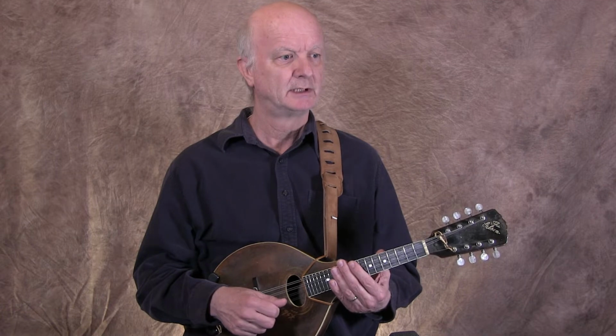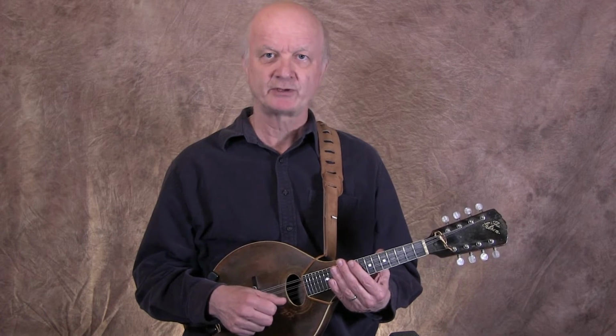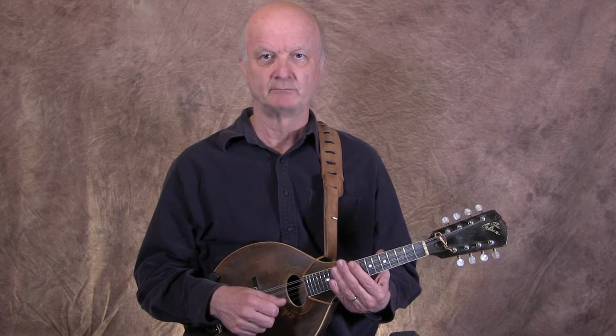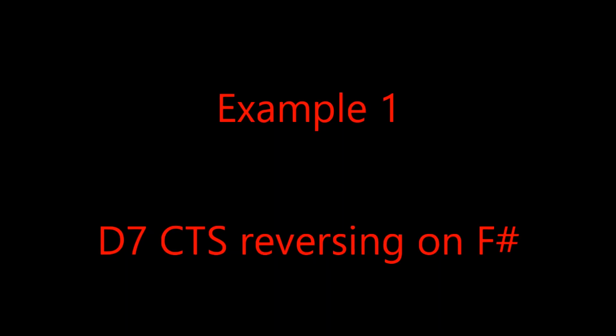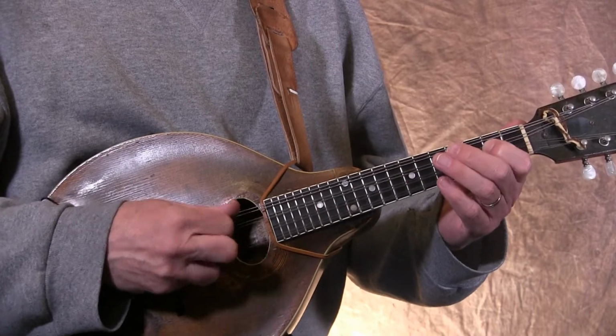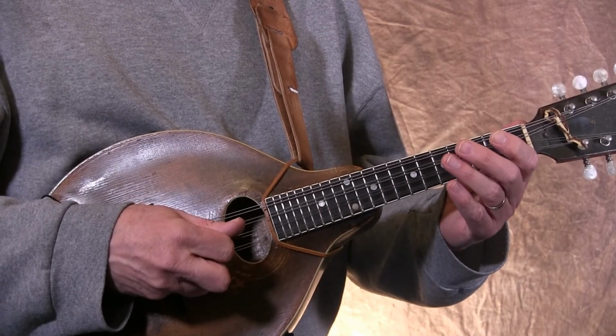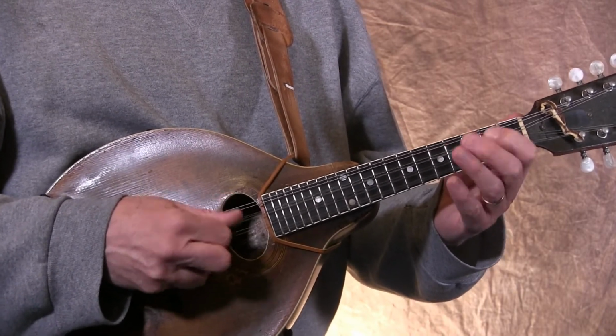In example 1, we play the D7 chord tone scale up from the root and reverse on F sharp. In example 2, we start on D, go up the D7 chord tone scale to A, and reverse there.